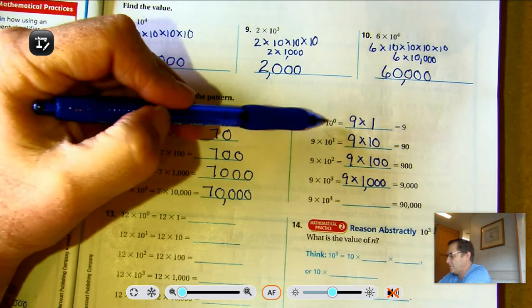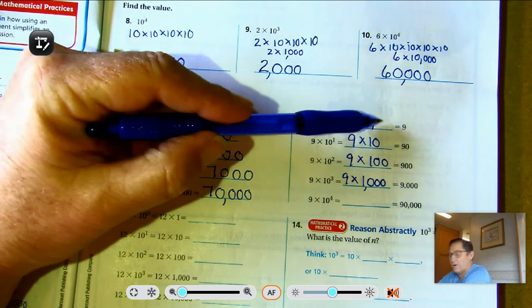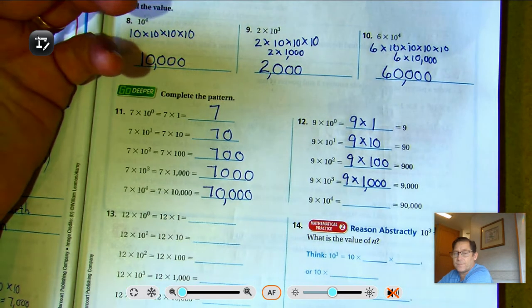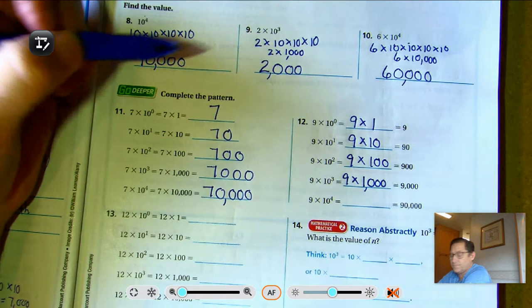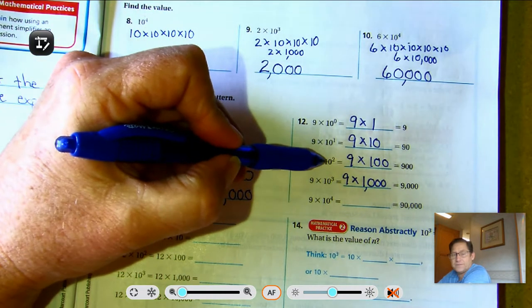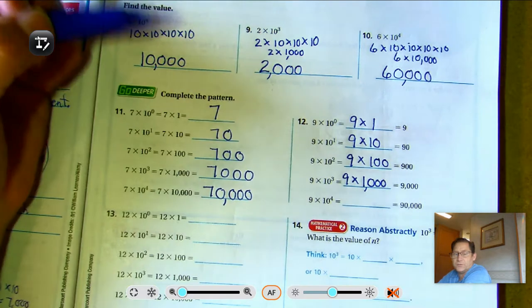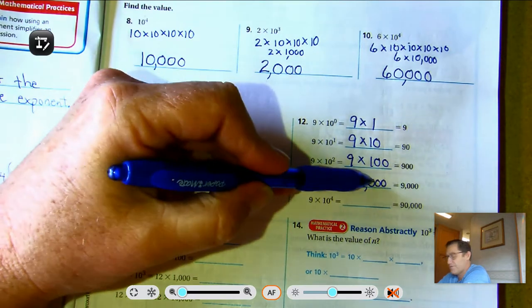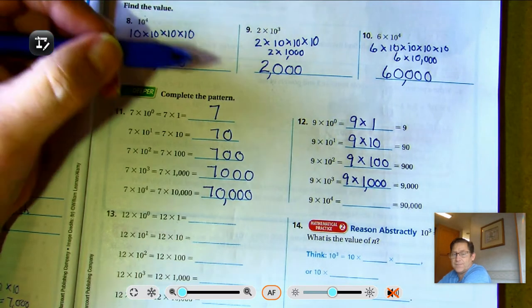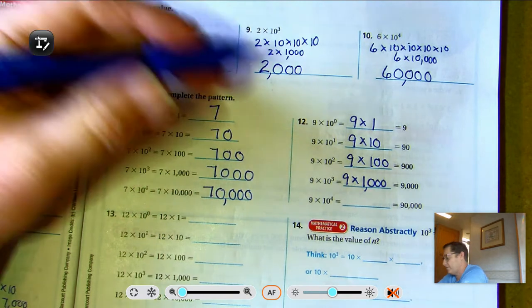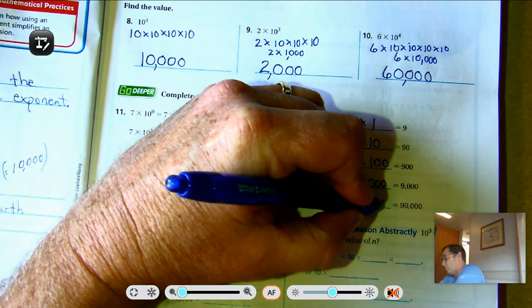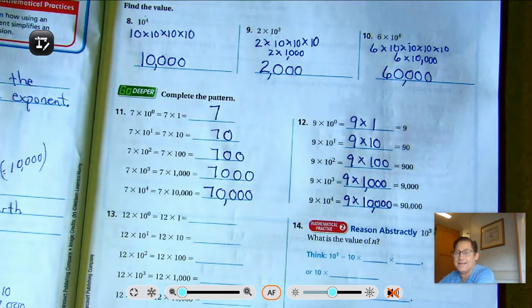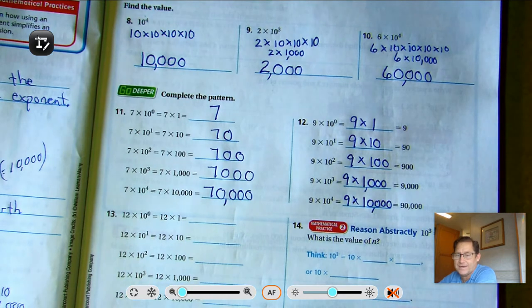So again, we should be noticing a pattern. 10 to the 0, there aren't any zeros following the whole number. The first power of 10, there's 1 zero. The second power of 10, 2 zeros. The third power of 10, 3 zeros following the whole number. And 9 times 10 to the fourth would be 9 times 1 followed by 4 zeros, or 10,000. And 9 times 10,000 is 90,000.